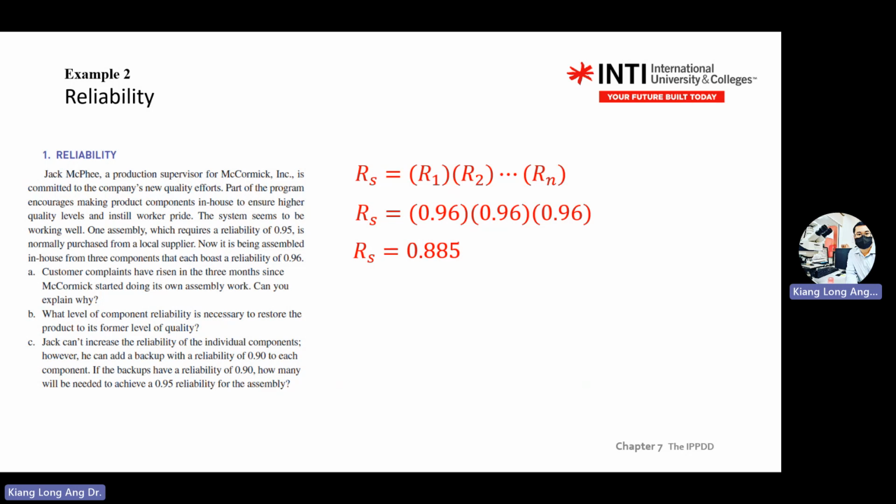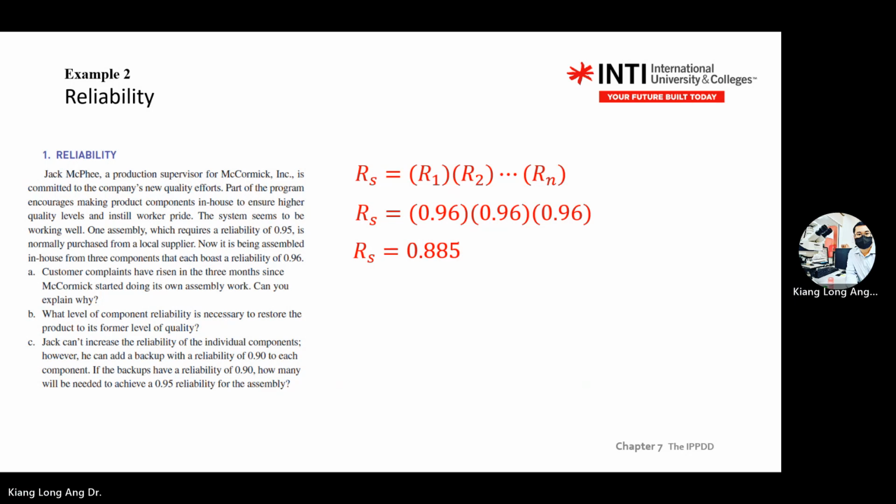So the starting point is that you build a series system, and then you give it to customers. You sell it out to customers. So what is the reliability? It is 0.885, which is 88%. That's why you receive customer complaints. Because in your advertisement, you say our product works more than 90%. But now you receive customer complaints. Why? Because of your system reliability. The way you assemble it gives you a problem already.